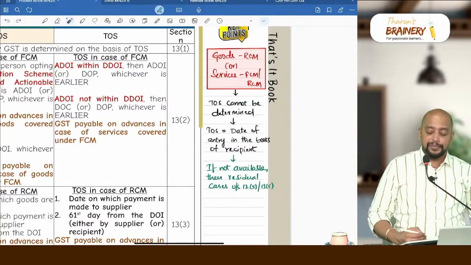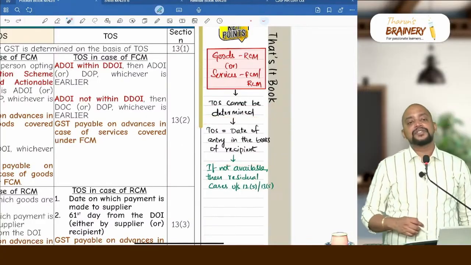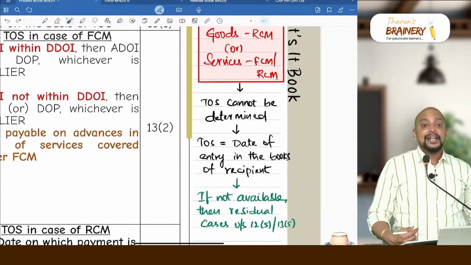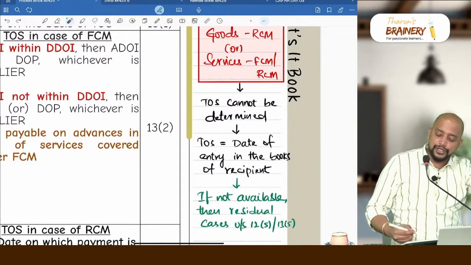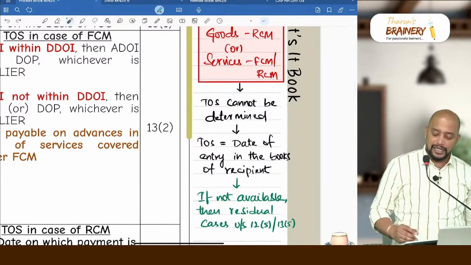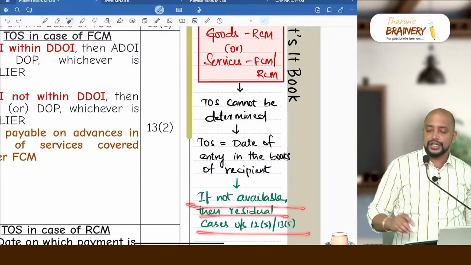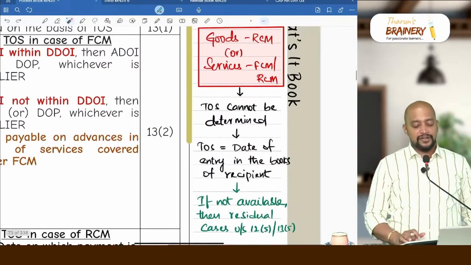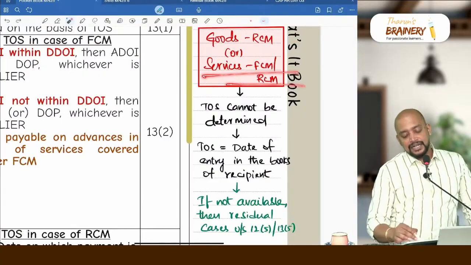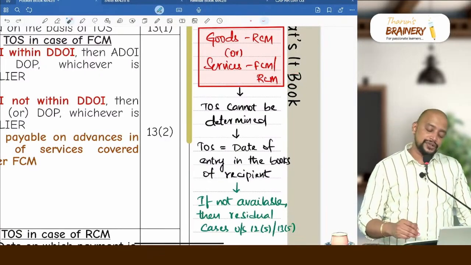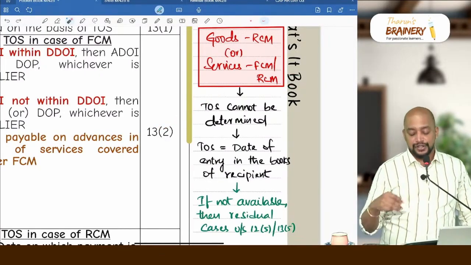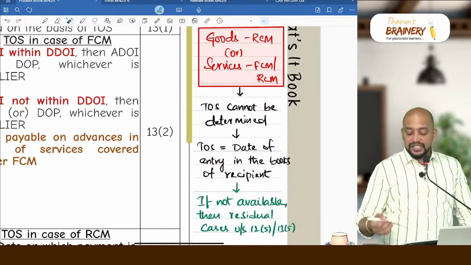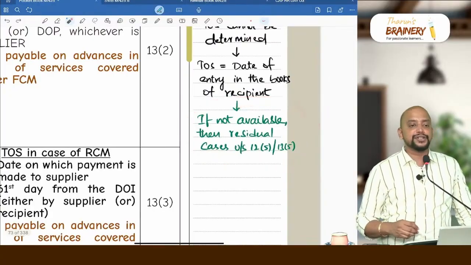When time of supply cannot be determined, then what should be taken as the time of supply? Date of entry in the books of recipient should be taken. If we don't have that also, then only we need to come into residual cases. If not available, then residual cases under 12 subsection 5 or 13 subsection 5. So this is common for goods under RCM, service under FCM or RCM. First you need to see whether time of supply is possible as per regular provisions. No. Then you need to take time of supply as the date of entry in the books of recipient. If recipient data is also not available, then come into residual cases.